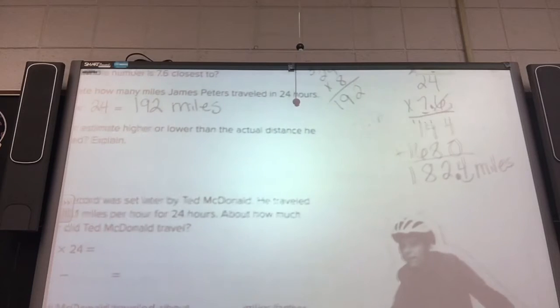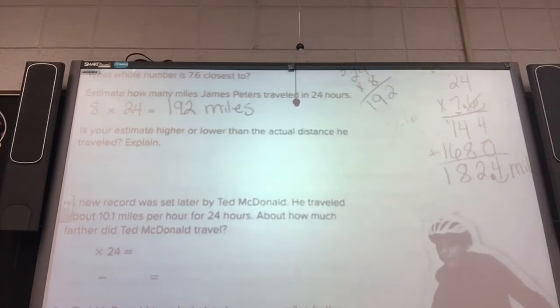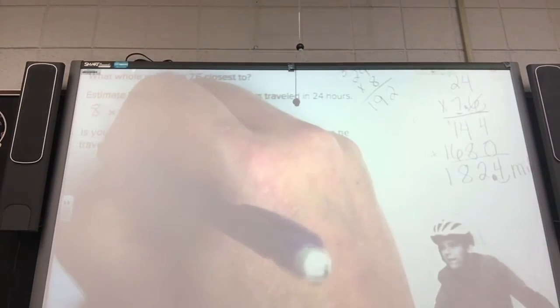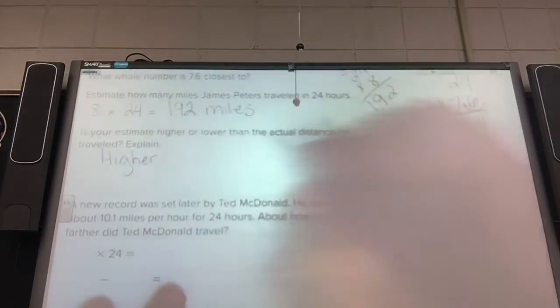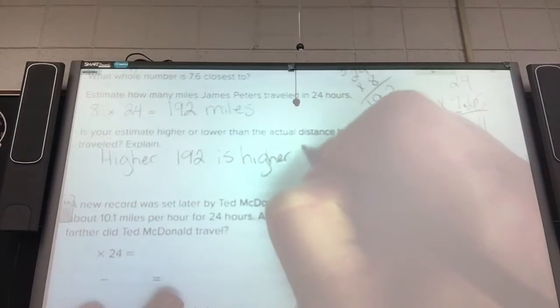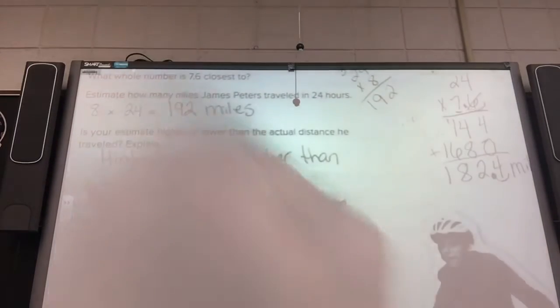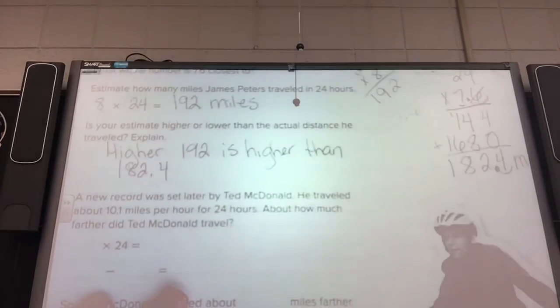All right, and it says, is our estimate higher or lower than the distance traveled? So is that number higher or lower than the actual distance traveled? It is a little bit higher. And we can just say 192 is higher than 182.4. That's all we have to say.